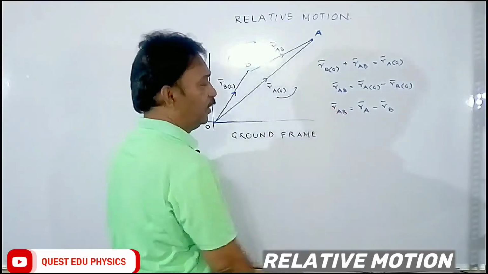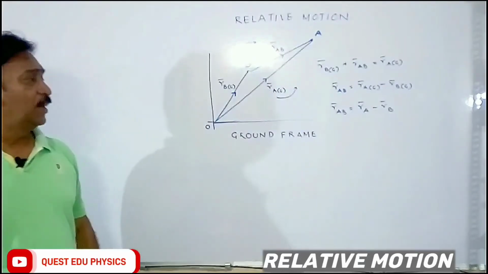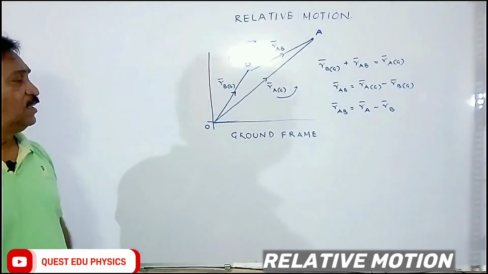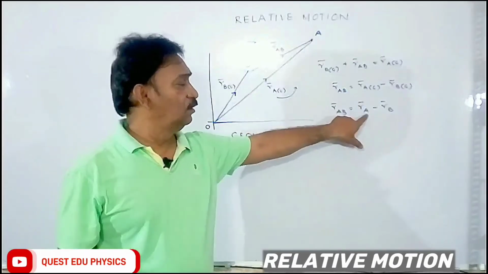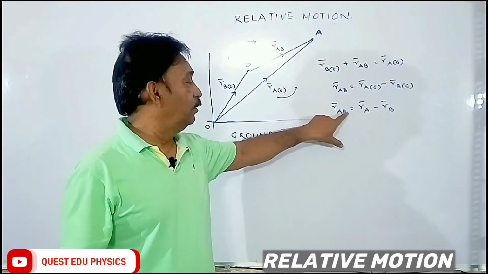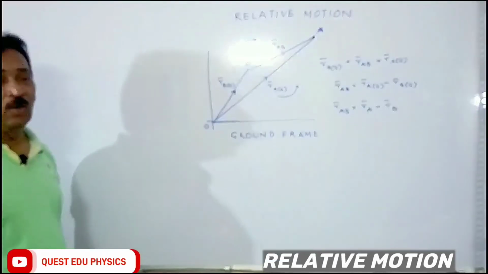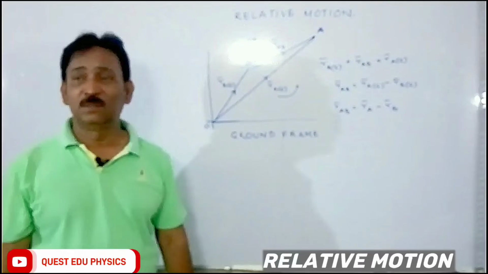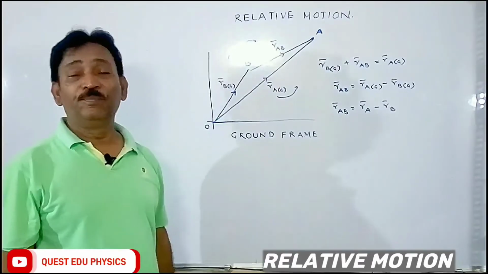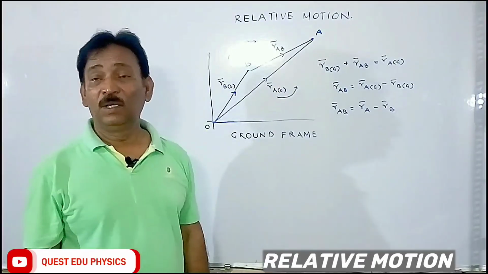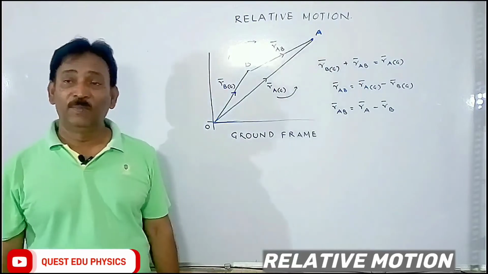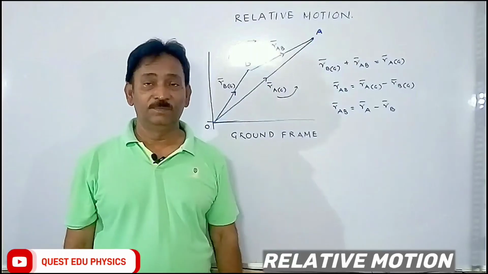In this way, you can write the vector. It is nothing but the vector subtraction. You can understand it very easily. R A B, followed by B. Here, in this way, you can find out the relative positions. But I told you, we have to find out relative velocity as well as the acceleration.